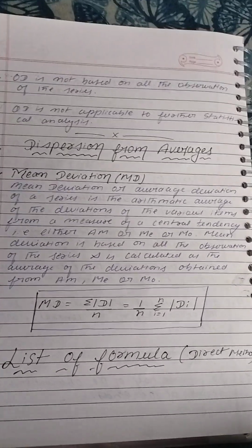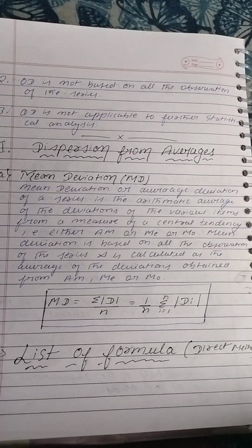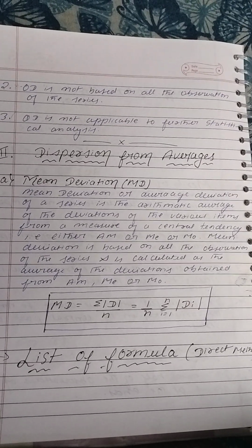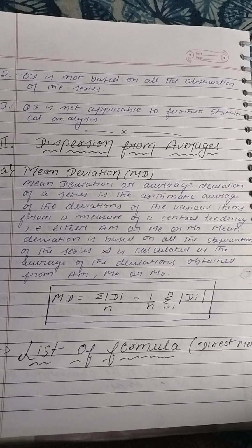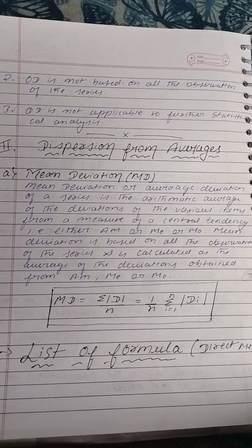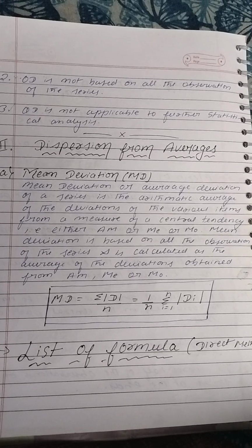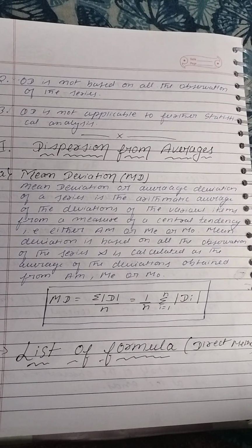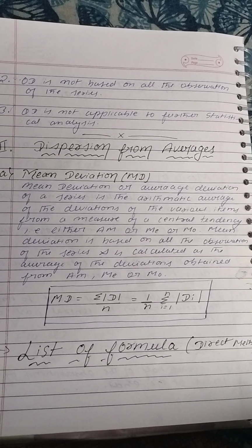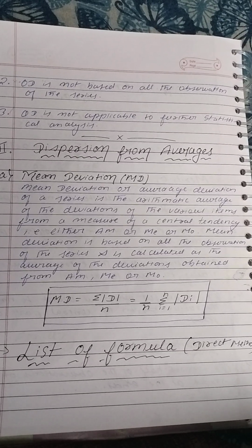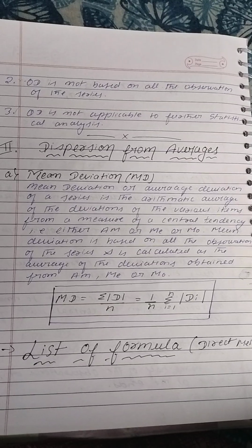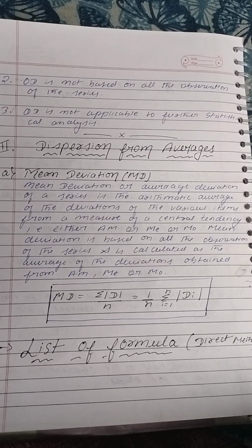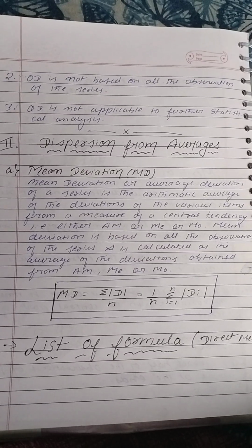Mean deviation or average deviation of a series is the arithmetic average of the deviations of the items from the measures of central tendency, that is, either from the mean or median. Mean deviation is based on all the observations of the series and is calculated as the average of the deviations obtained from arithmetic mean, median and mode.